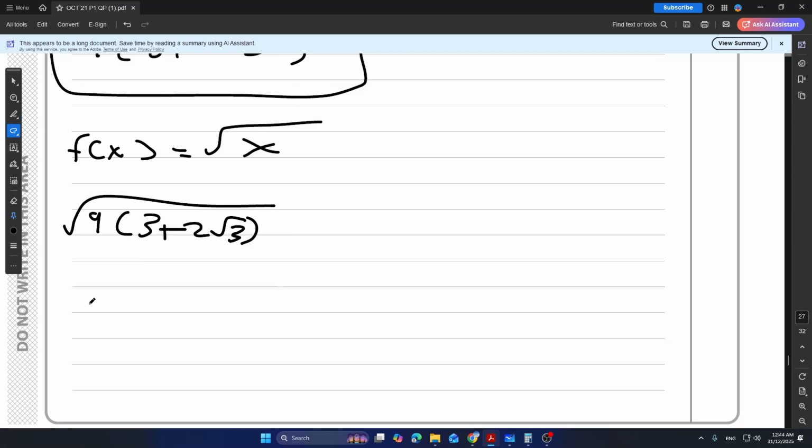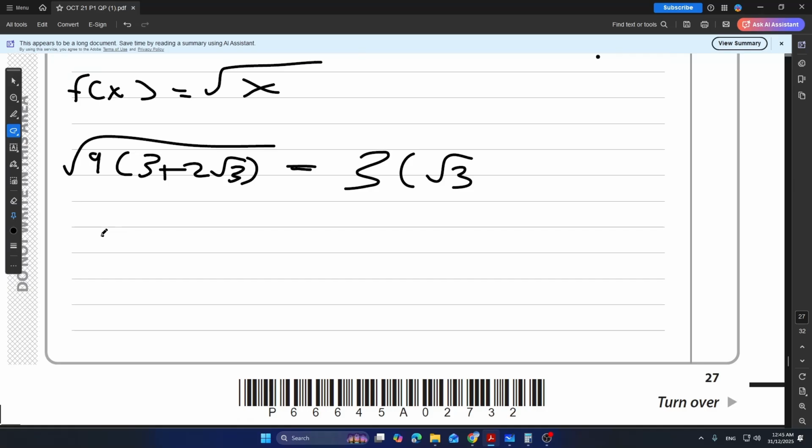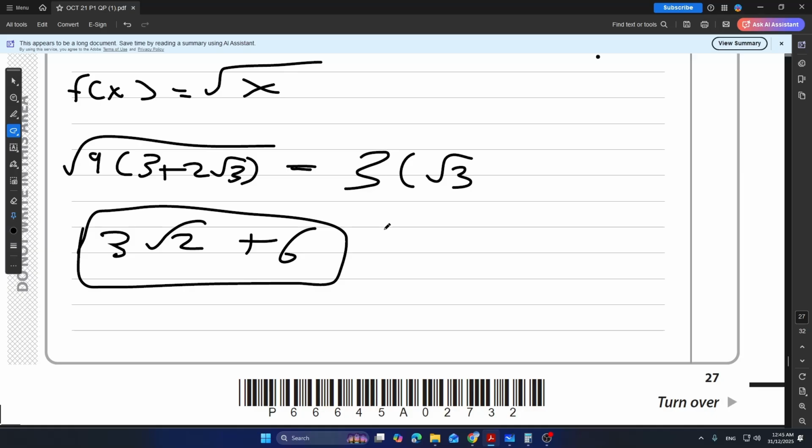It will give 3. Let me just do this. So root of 3 plus 2, 3 bracket root 3. After that, you just plug into the calculator, you get 3 root 2 plus 6, which is the answer. After everything in the calculator, 3 root 2 plus 6 is the answer. And that's question 9 done.